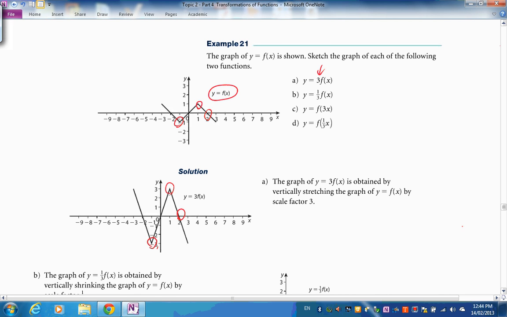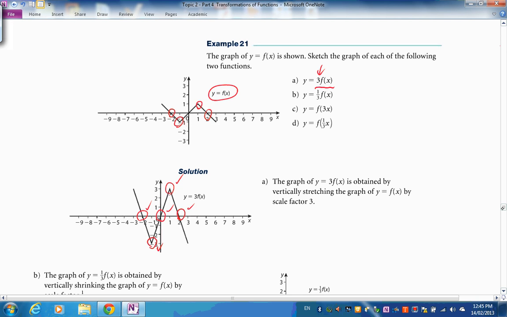3 times 0 is 0. So this 0 here will stay there, because what we're doing is multiplying the original function value by 3. If the function value is 0, like where it cuts the x-axis, it won't change. So we can draw a graph based on those few points: the zeros, that one, that one, that one, and the 2 key turning points, that one, that one, the vertices here.